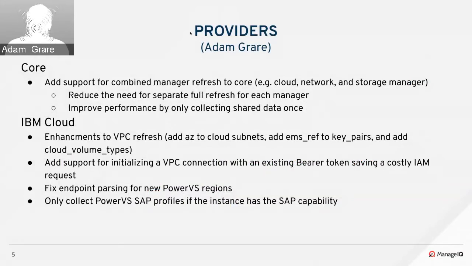For IBM Cloud, they enhanced the VPC refresh to include a number of additional attributes. So they added the availability zone information to cloud subnets, added an EMS ref to the authentications table and also to key pairs so that we don't need to use the name as the unique reference for an SSH key, which isn't great. So that was a really nice enhancement by Jared. We also added collection of cloud volume types so that we can figure out what type of cloud volume to provision.